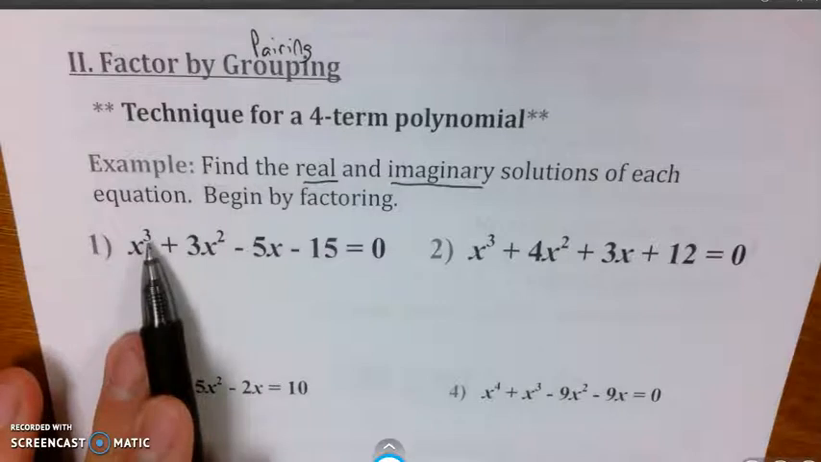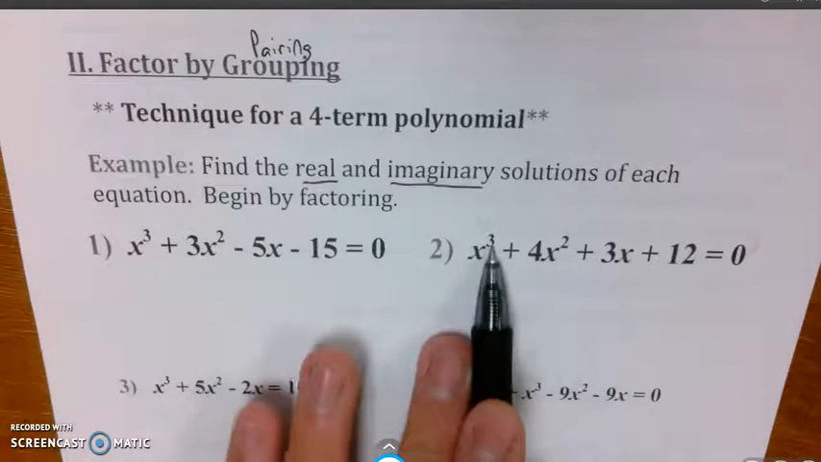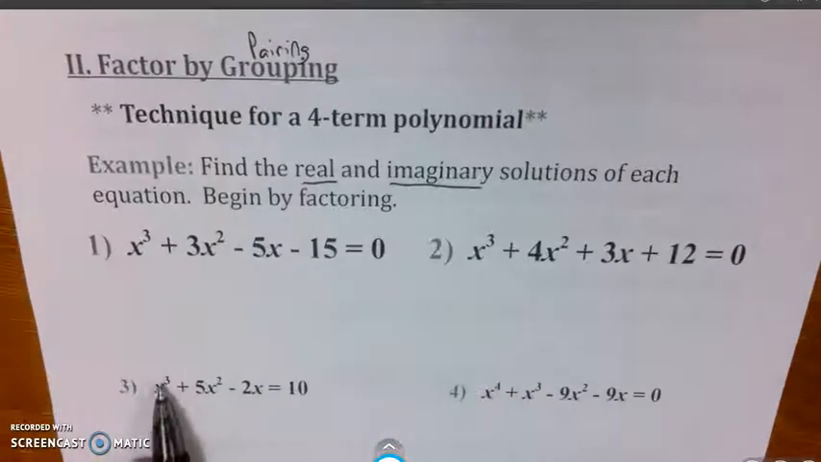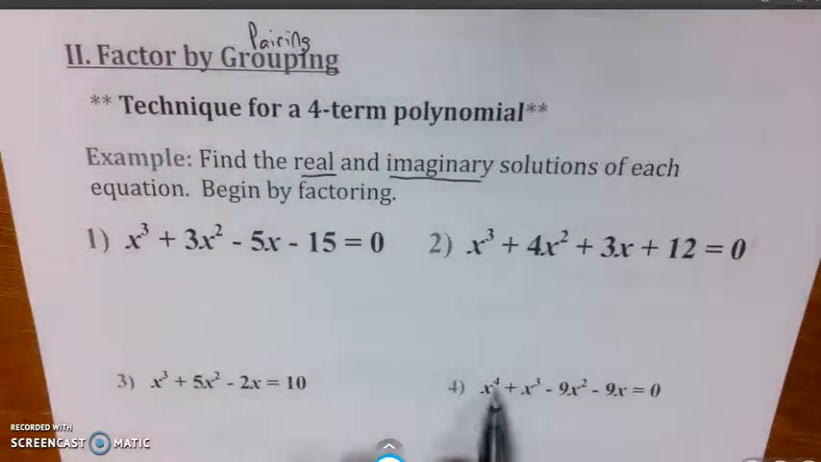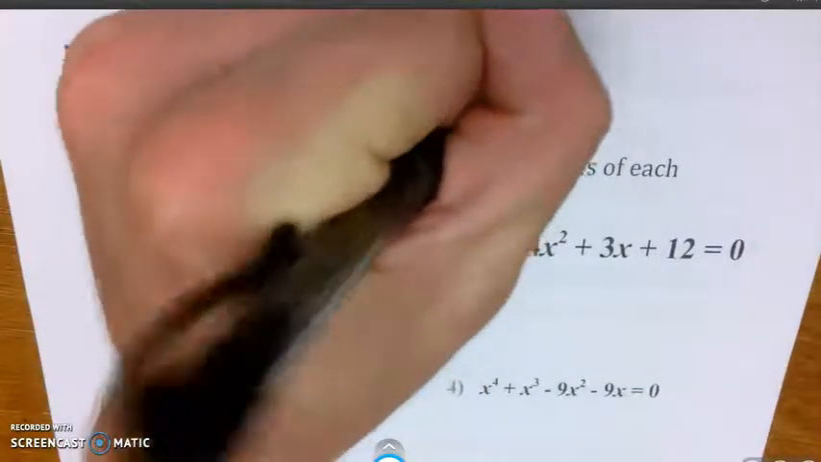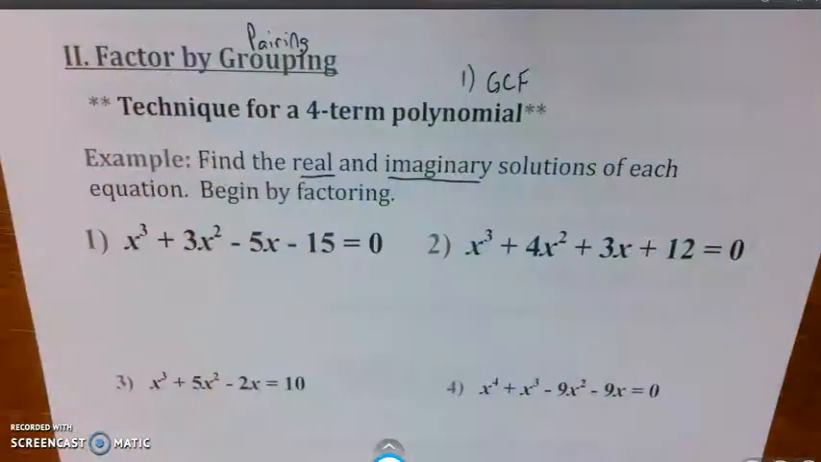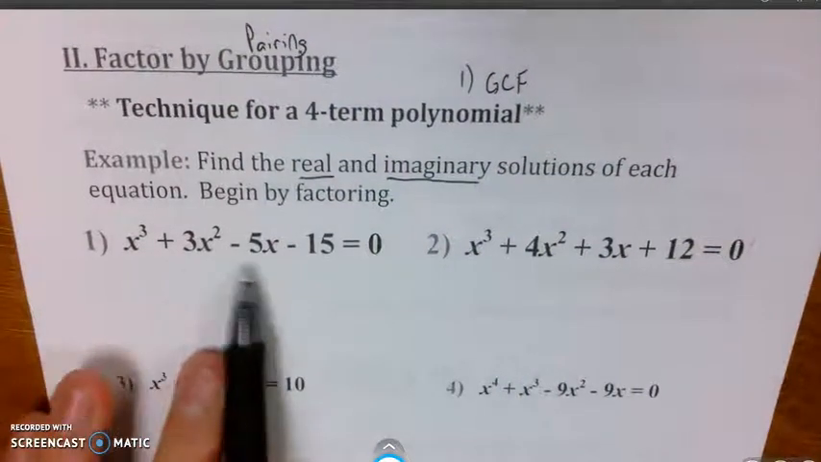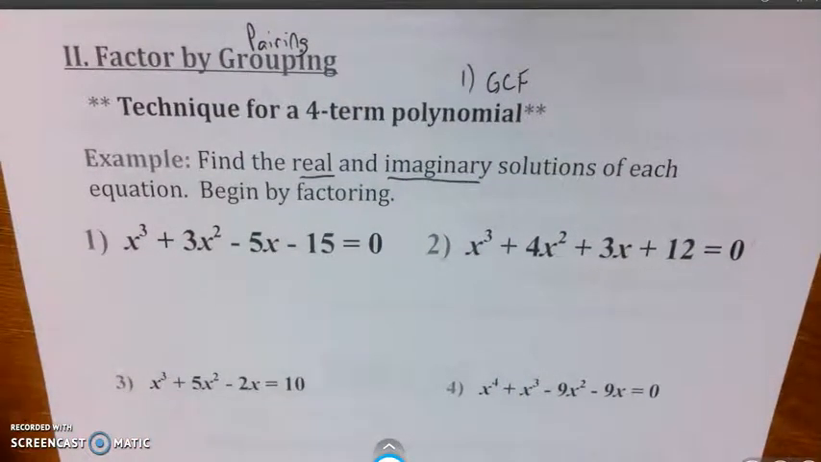This one starts with an x to the third, which means I should have 3 answers. Down here on number 4, x to the fourth, I'm going to have 4 answers for this one. All right, so step number 1 is always going to be a GCF. Number 1 does not have a GCF. Cool, step number 1's done. Now I'm going into my factoring.